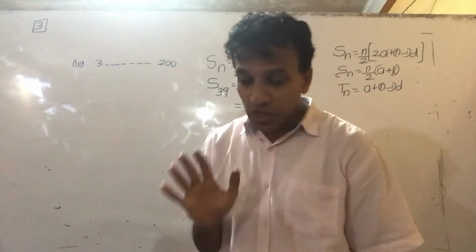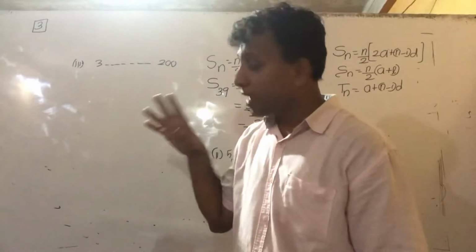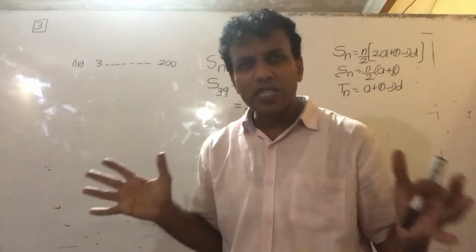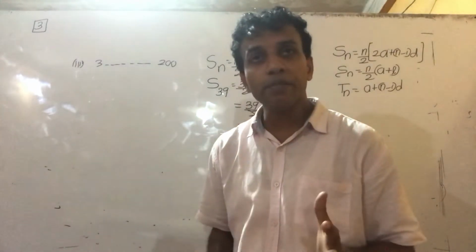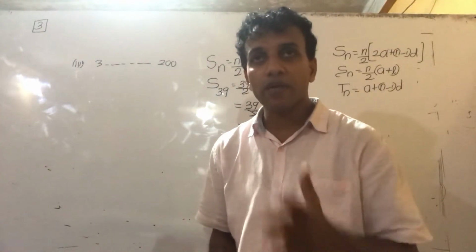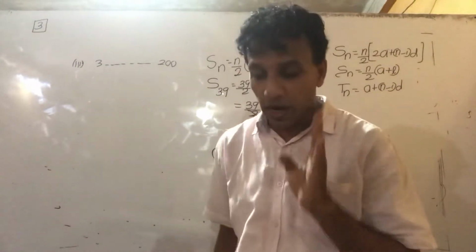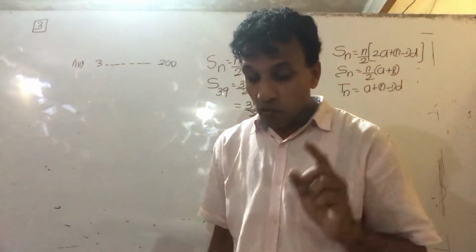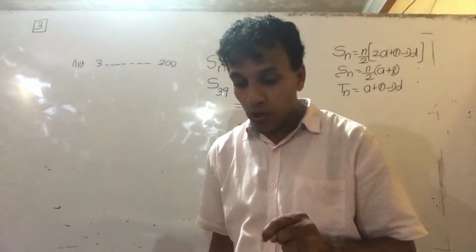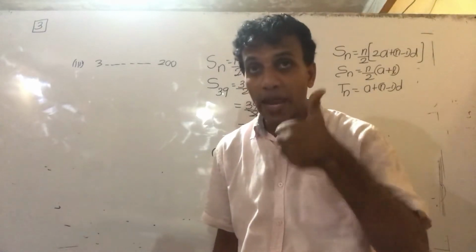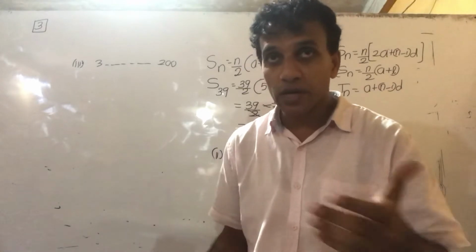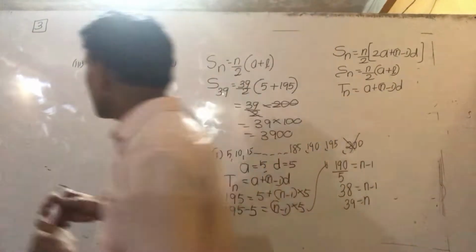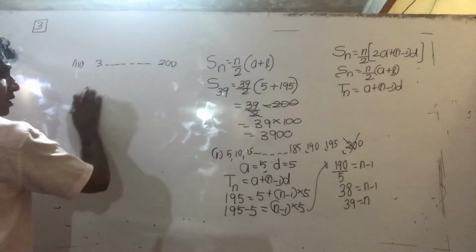Find the number of terms between 3 and 200. What is between 3 and 200? Between 3 and 200 means 4, 5, 6, 7, 8, 9 up to 199. Whose remainder, how? If you divide by 4, the balance is 1. Give some pattern. Divide by 4, balance is 1.